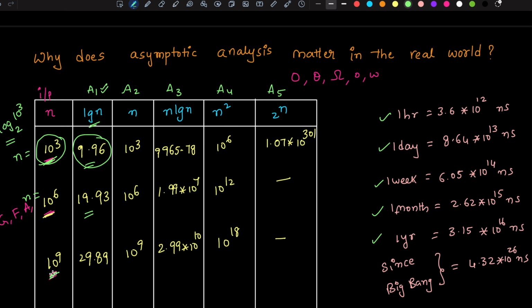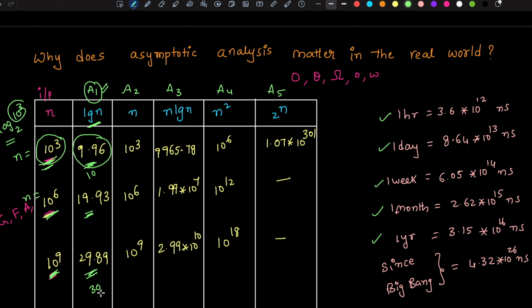When n is equal to 10 power 9, and I'm taking algorithm A1 with time complexity of order log n, it requires around 30 operations. You can compute these numbers easily with a search engine like Google by just typing log n base 2. So asymptotically speaking, for n equal to 10 power 3, we are performing roughly 10 operations. For n equal to 10 power 6, roughly 20 operations. For n equal to 10 power 9, roughly 30 operations.